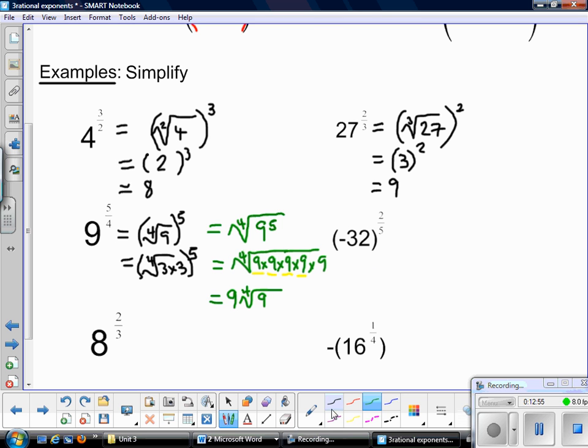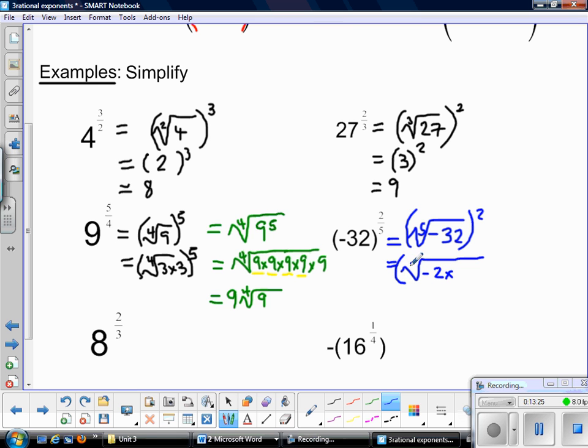Okay, now let's go and do another one. Let's switch colors to make it a little bit brighter for you. This time I'm finding the fifth root of negative 32, and then I'm going to square it. Now watch, right now I have a negative 32. So that's the same as going negative 2 times negative 2.